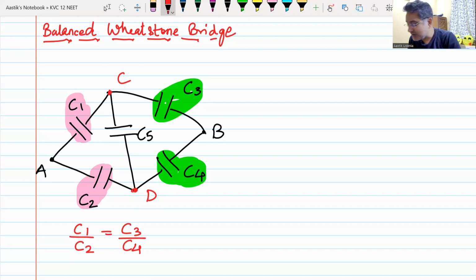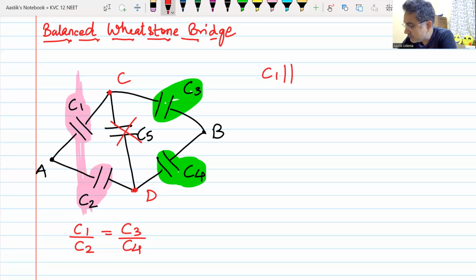Now, as soon as the potential of these points C and D becomes the same, the central capacitor, the middle capacitor C5, does not get any charge. So you can cut this capacitance out of the circuit. This capacitance is no longer needed now. As soon as the capacitor C5 is removed, you can see that C1 and C2 have now come in parallel.